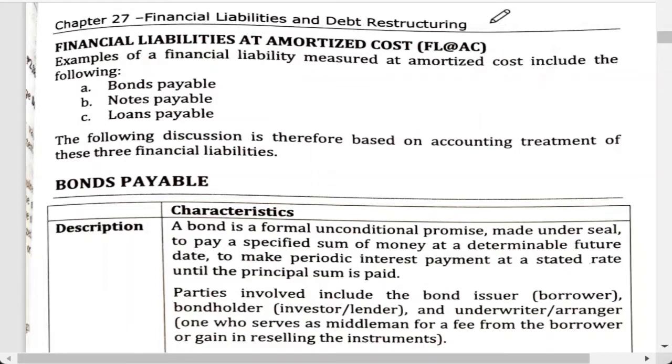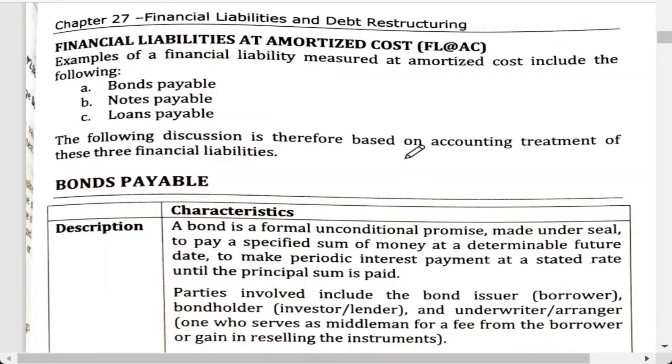For today, we will continue our lesson on the financial liabilities and debt restructuring. We already discussed all about the financial liabilities at fair value through profit or loss. And so for today, our lesson would be particularly on the accounting for liabilities that are measured at amortized cost.